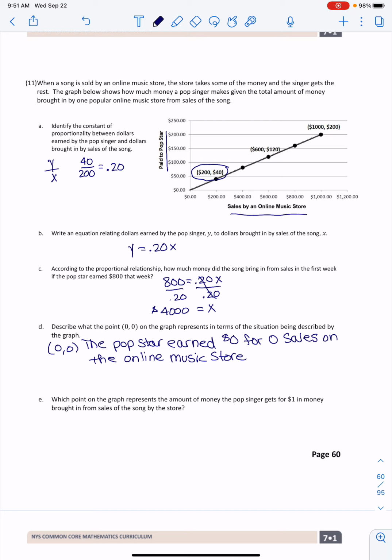It says, which point on the graph represents the amount of money the pop singer gets for $1 in money brought in from the sales in the store? Which point? The point would be (1, 0.20), and that's because that's our unit rate. And that ends our mid-module review.